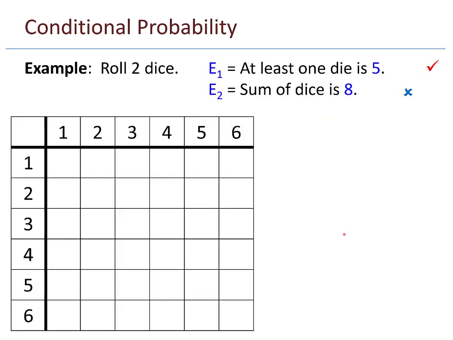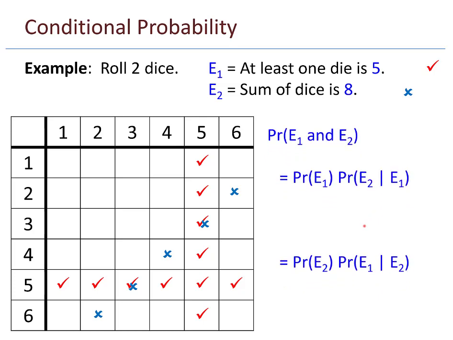Here's another example. Suppose we roll 2 dice. Event 1, at least one die shows a 5. Event 2, the sum of the dice is 8. So check marks. There we go. I'll fill in the 11 outcomes where event 1 is satisfied, and the x's for event 2. Here are the 5 x's, and you can see there's overlap in a couple spaces.